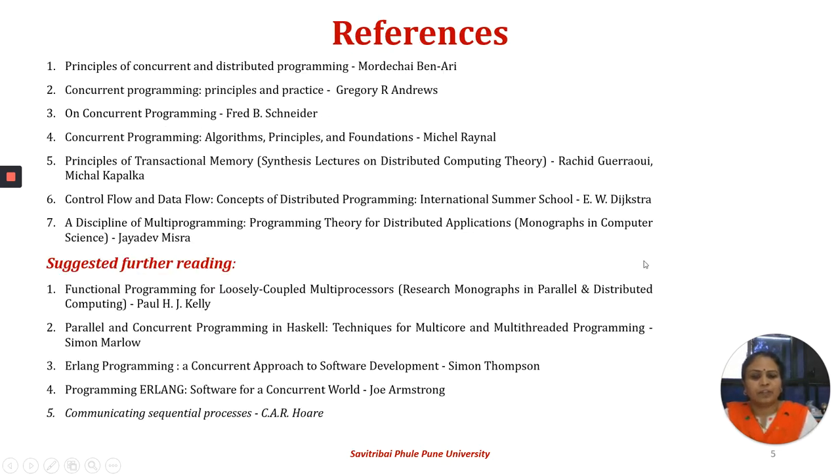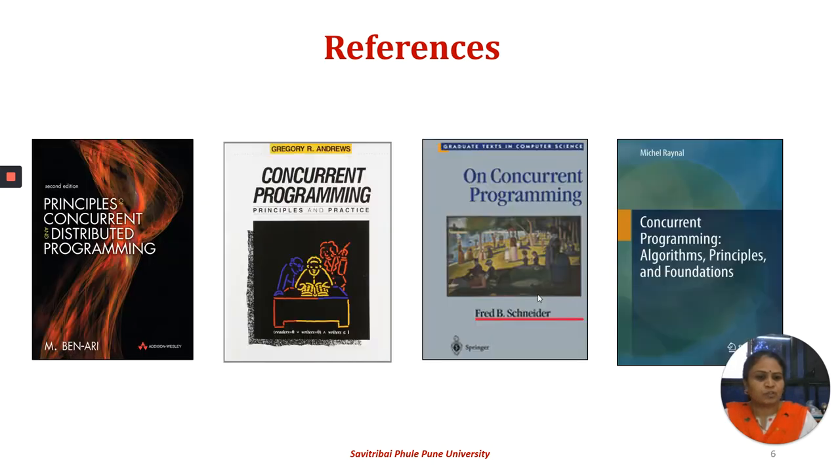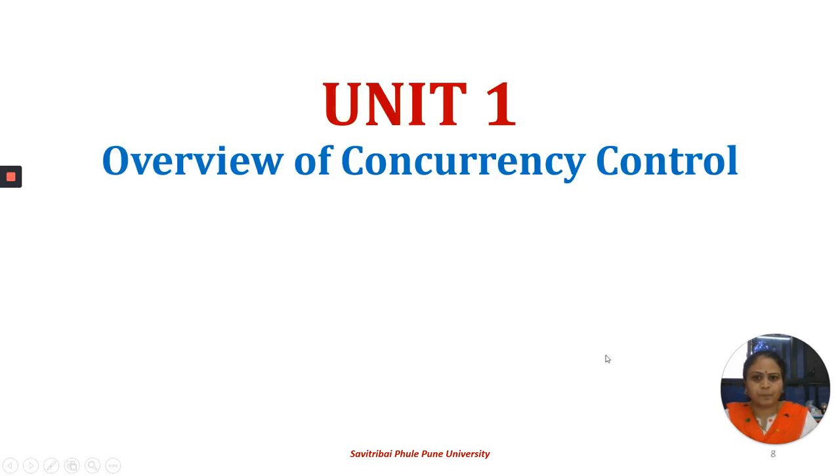Here is a list of various reference books and research papers which are prescribed in the syllabus of this particular course. There are certain snapshots of the textbook titles which can be helpful for you to go through this course. So let's begin with Unit 1, which talks about the overview of concurrency control.